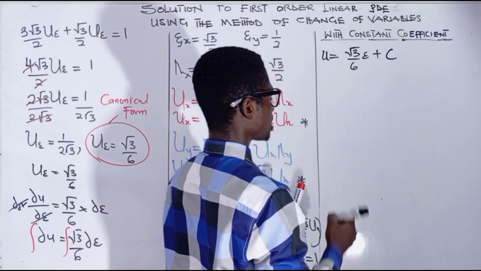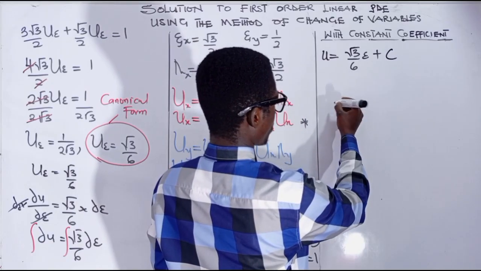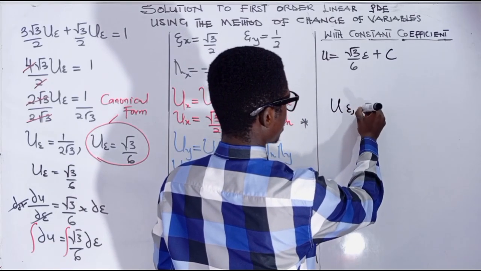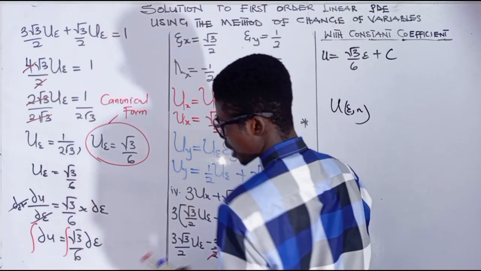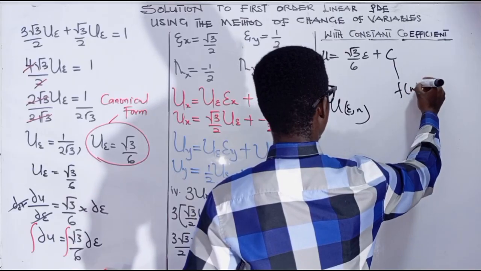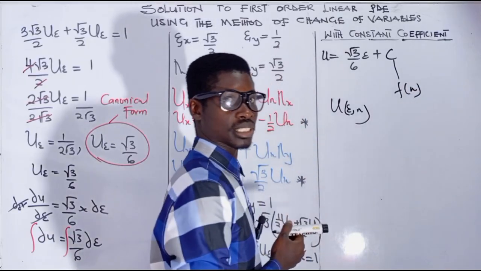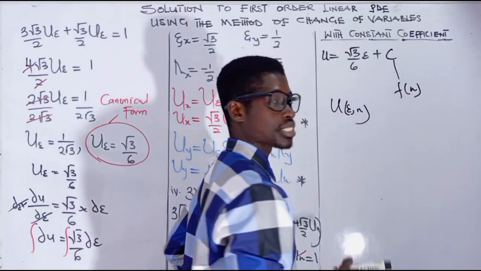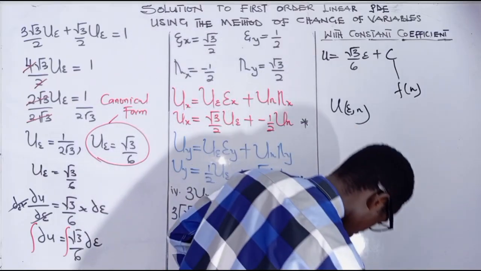See, you realize that the variables that we are using now are xi and eta. And since we are integrating with respect to xi, any function of eta becomes what? A constant. So our constant becomes a function of what? Eta.